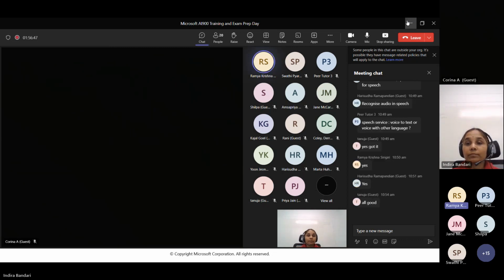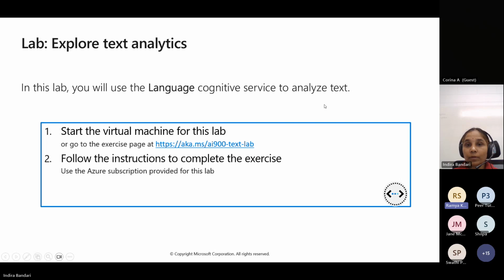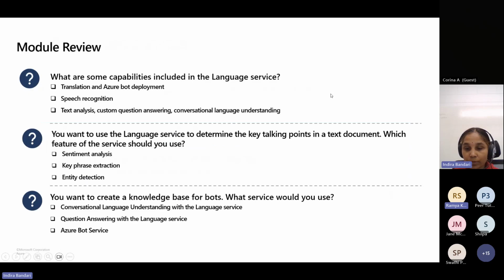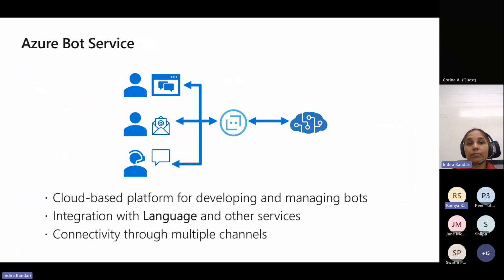Would you please be able to explain the Azure Bot Service again, please? The last slide, the one about building the bot and everything. Yeah, this one, please.